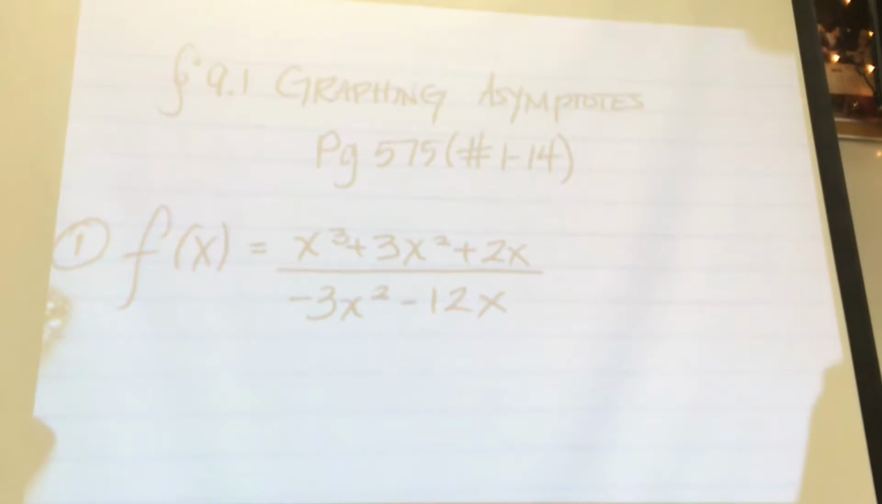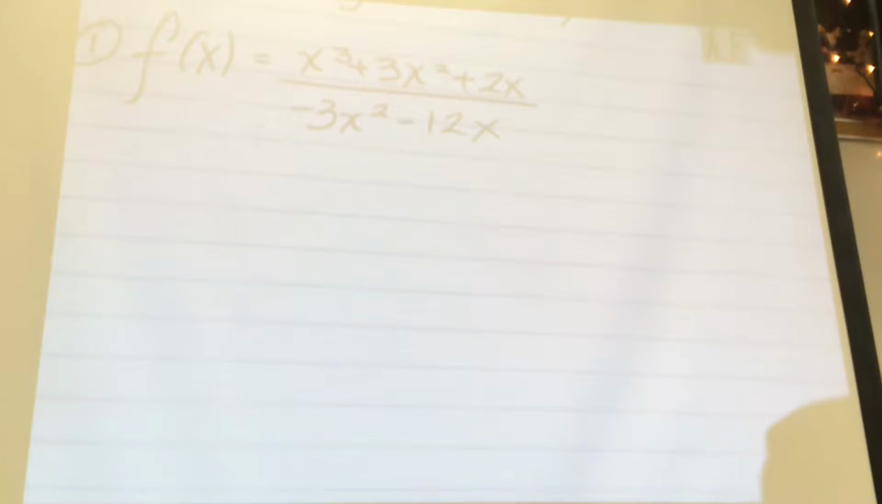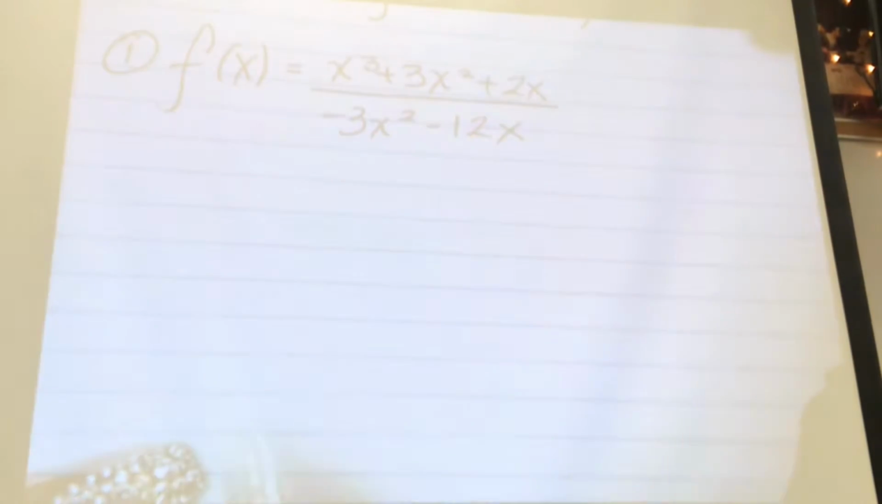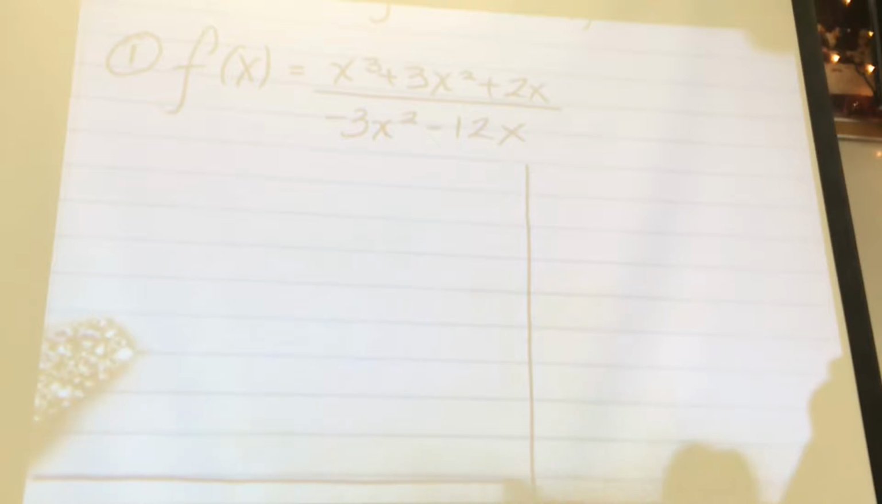We have f of x is equal to x cubed plus 3x squared plus 2x over negative 3x squared minus 12x. What I'm going to recommend is that you create some compartments, if you will, or shelves, so that you don't just have a glob of work everywhere. So make space that's delineated for all 4 parts of the things that we're going to be doing.